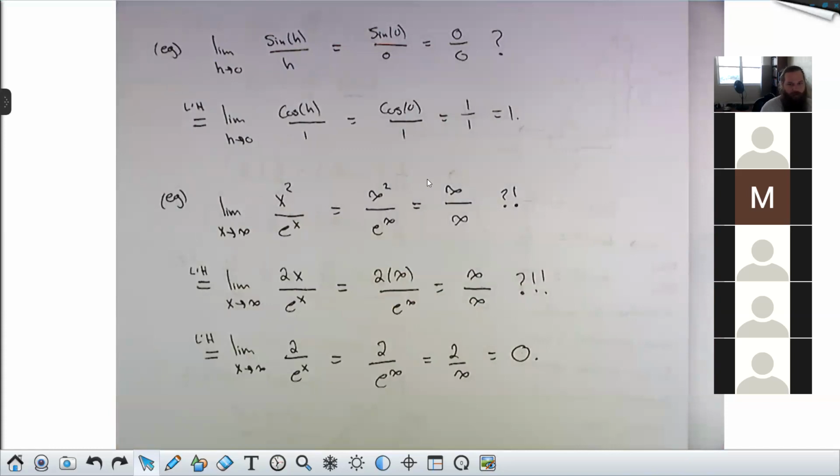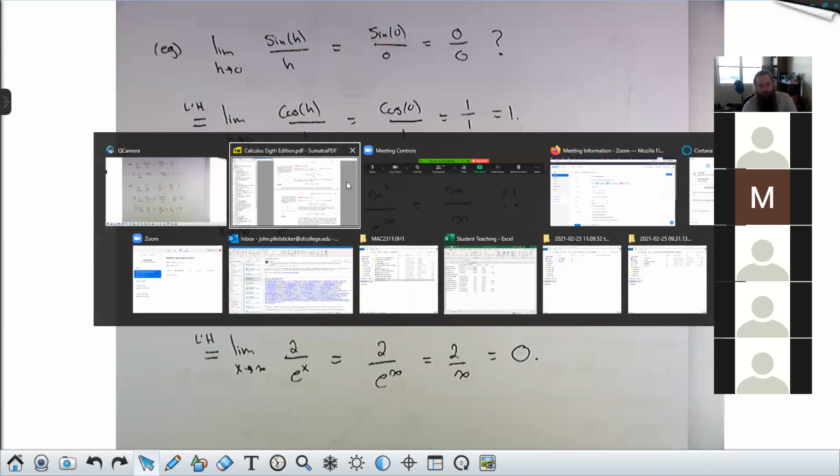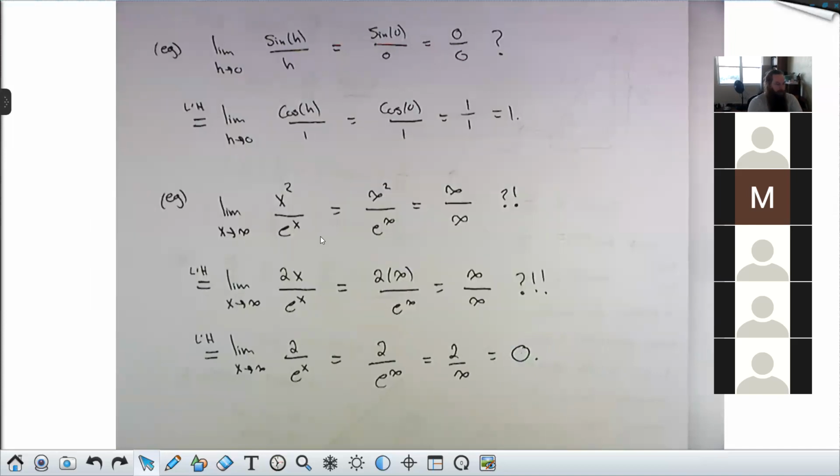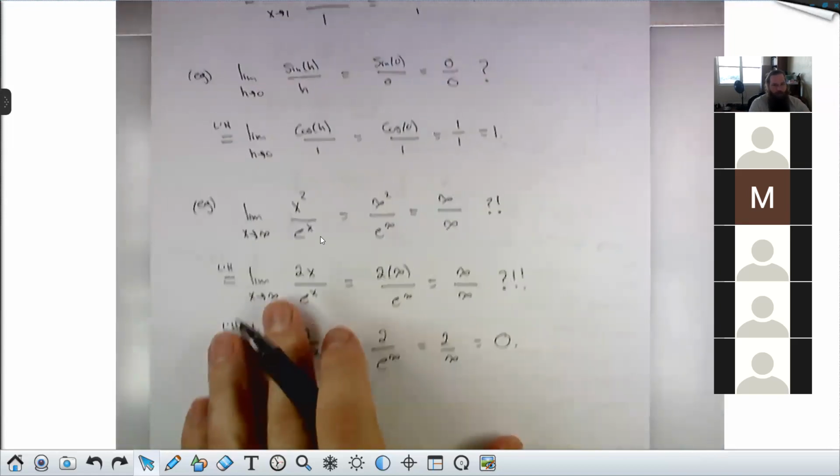So in this case, infinity over infinity was 0. If you flip these over, put the e to the x upstairs and the x squared downstairs, things would go very similarly. But at the end, you would get infinity over 2 instead of 2 over infinity, and that would be infinity. So infinity over infinity can be 0, it can be infinity, and it can actually be any number in between. All right, questions on these examples here?